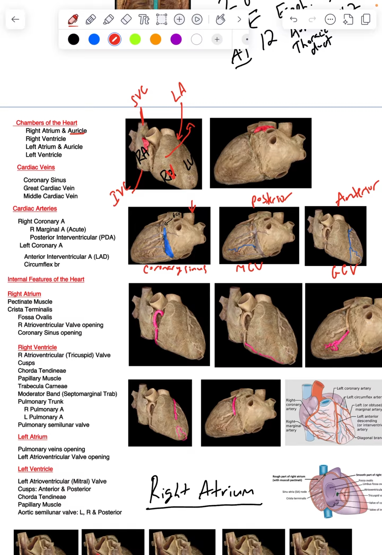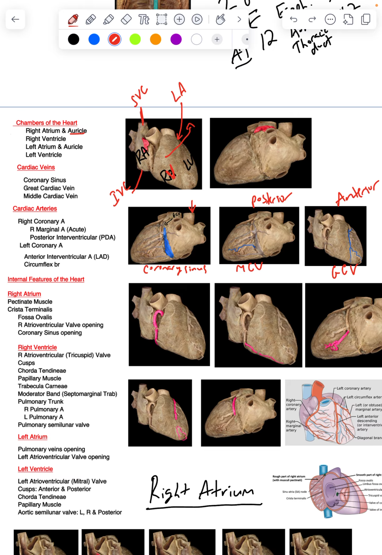So your right ventricle and left ventricle, in between them, have an interventricular septum. Between ventricles, septum. On the anterior side, that's where your great cardiac vein is found. So this is right ventricle, this is left ventricle. In between, you have your great cardiac vein. On the back, now this is flipped. So this is right ventricle, left ventricle. In between is your middle cardiac vein.